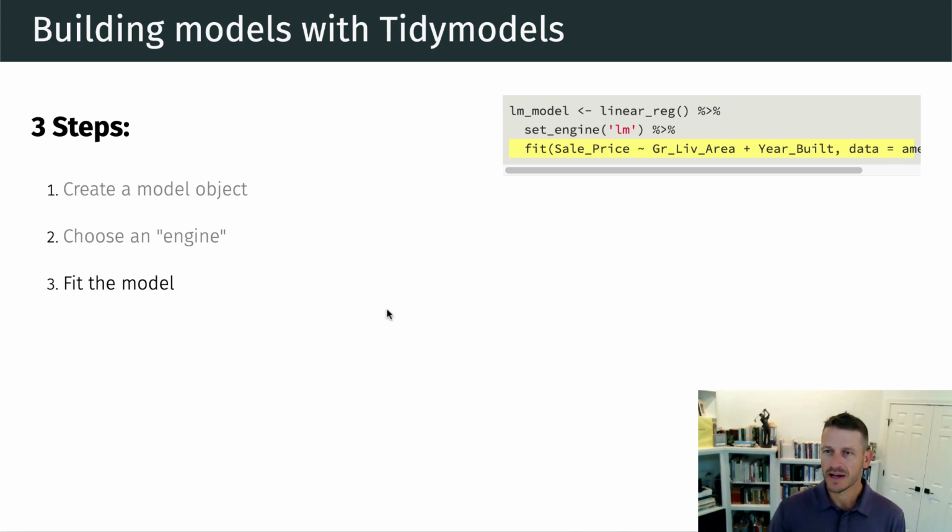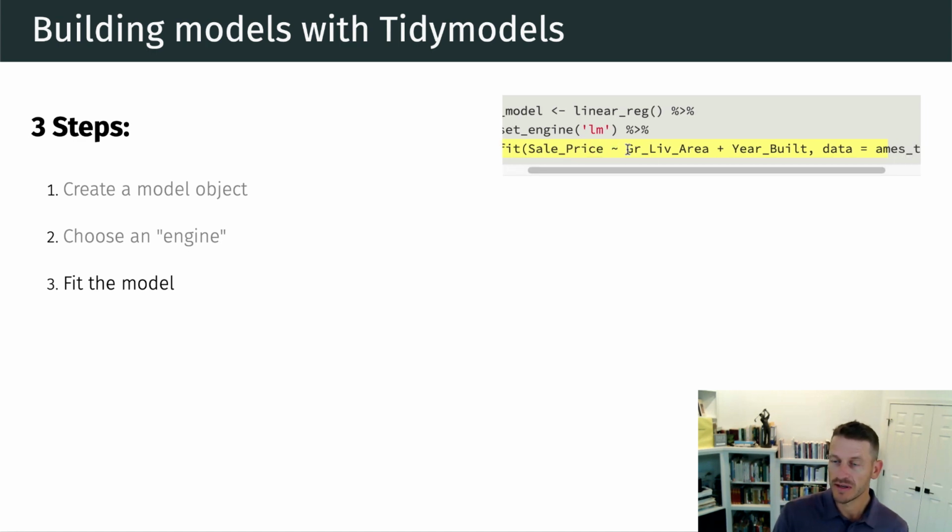And then the last step, once we've specified the package to implement the algorithm of interest, is to fit or train our model, right? So here, we're going to create a linear regression model using the LM package, and we're going to fit a model where sale price is a function of the ground living area, the square footage of the house, plus the year built of the home.